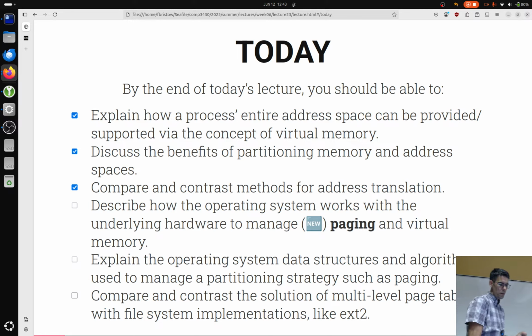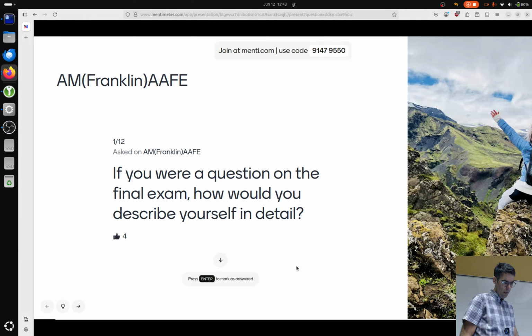Another is describing how the OS works with underlying hardware, and operating system data structures. This is thinking about things like how the process control block is affected when we're doing virtual memory for processes. With base and bounds, it's one set of registers. With segmentation, it's two or three sets of registers. And with paging, as we'll see today, it's a table structure that we're embedding in our process control block. So, learning outcomes.